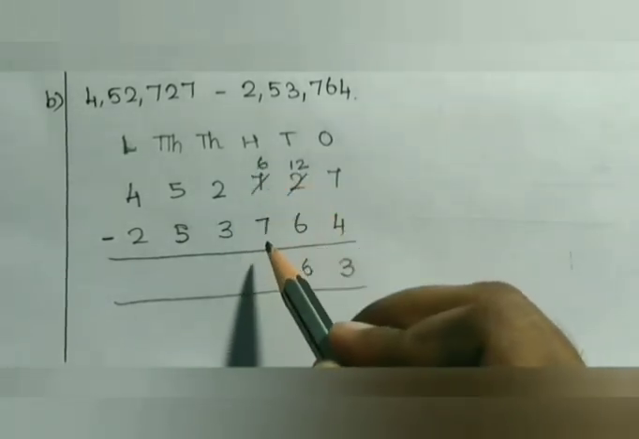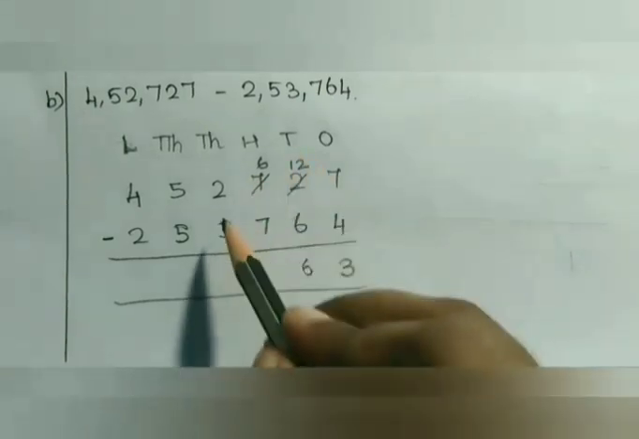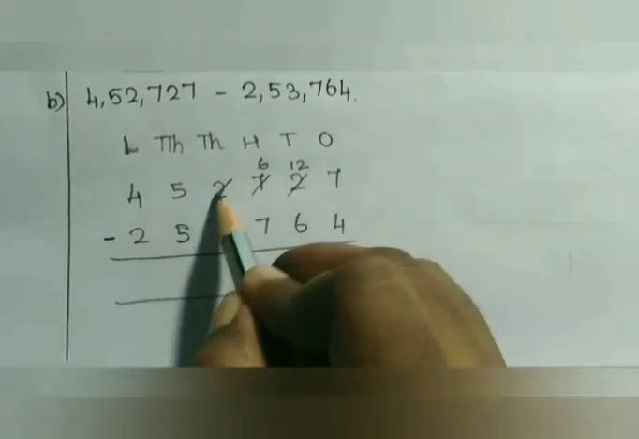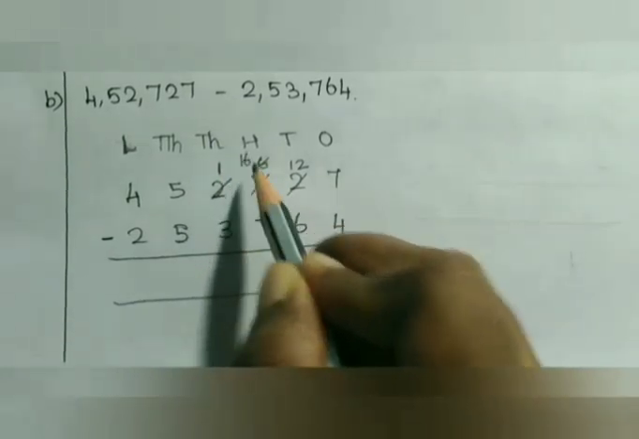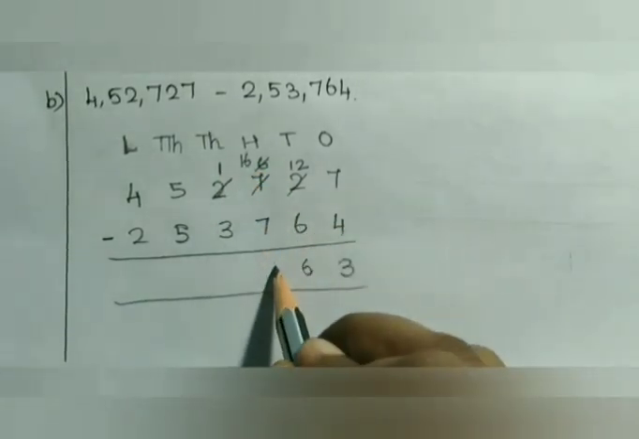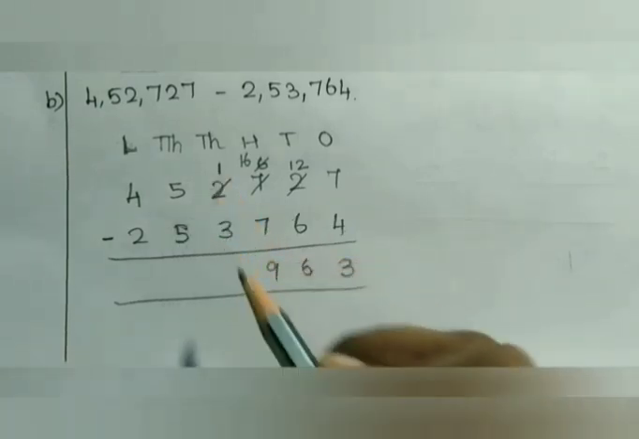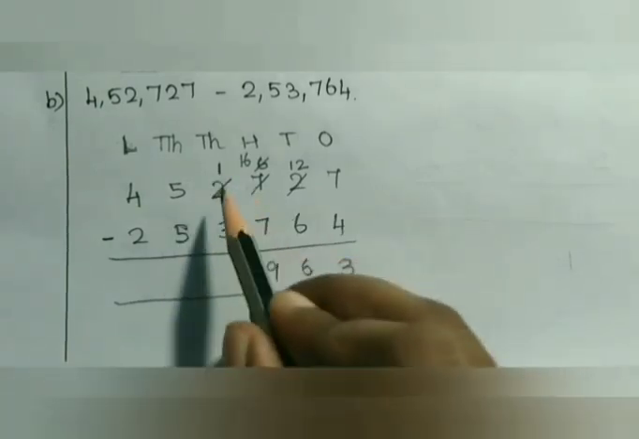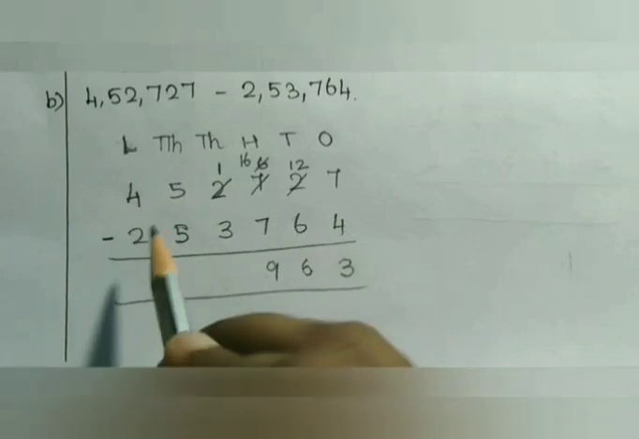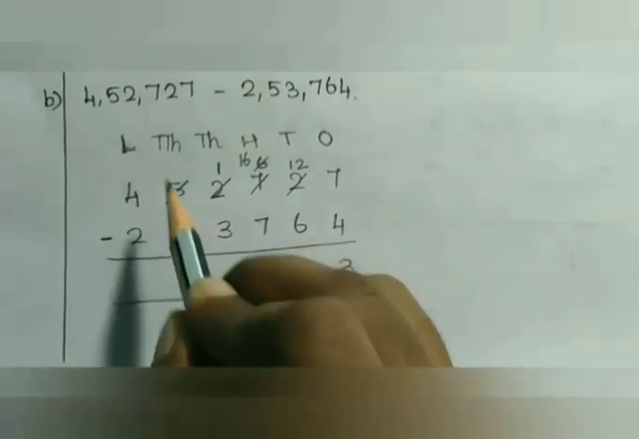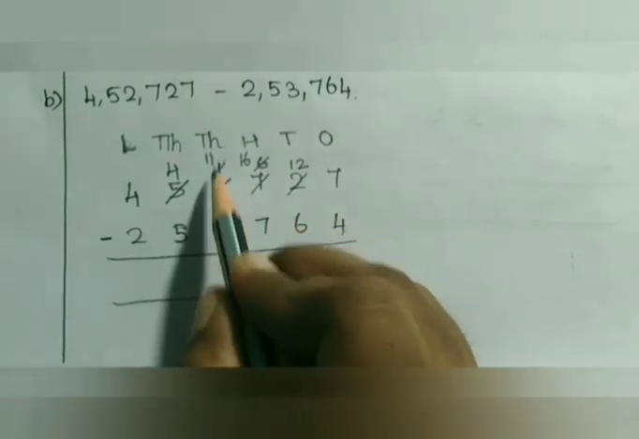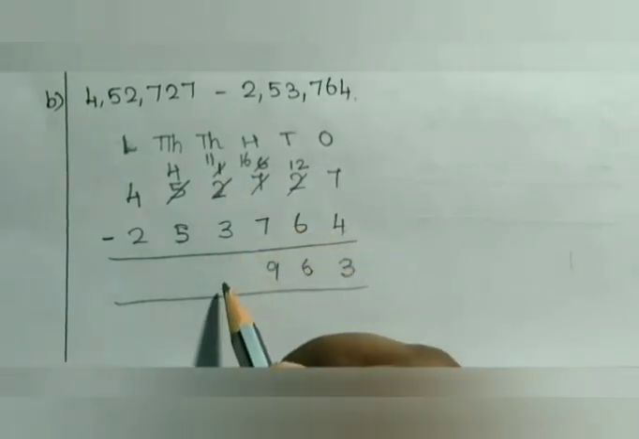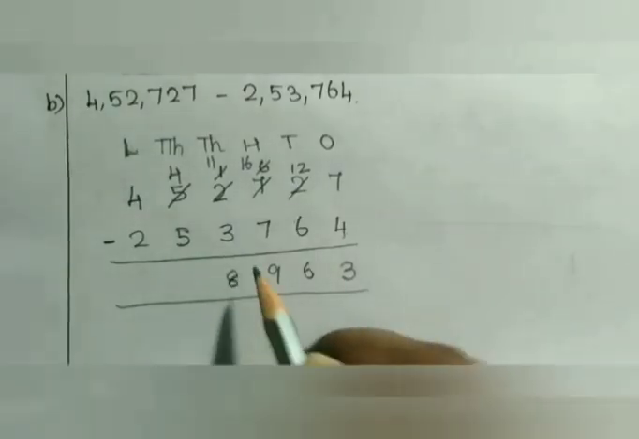6 minus 7, which is not possible. Let us borrow from the thousands place. So 2 becomes 1 and 6 becomes 16. 16 minus 7, 9. 1 minus 3. Again it is not possible. So let's borrow from the 10,000s place. 5 becomes 4 and 1 becomes 11. 11 minus 3 is 8.